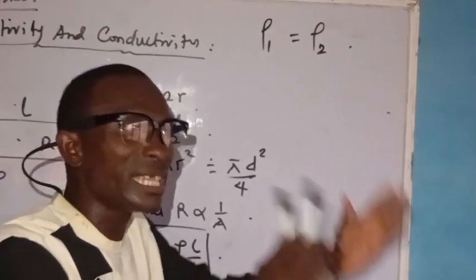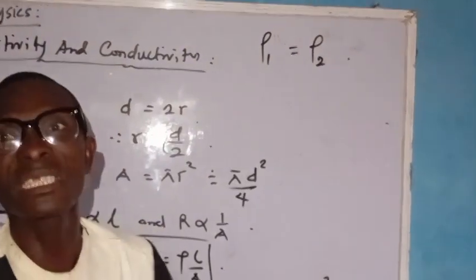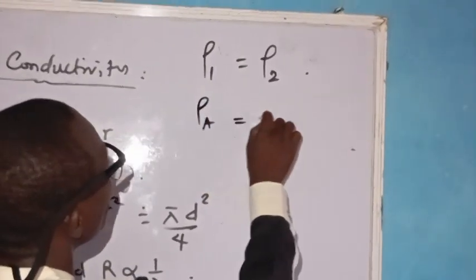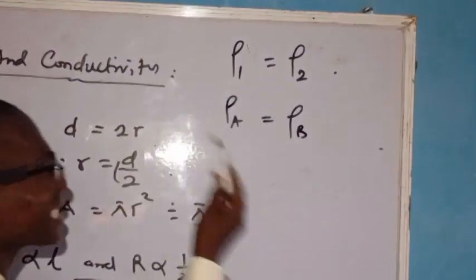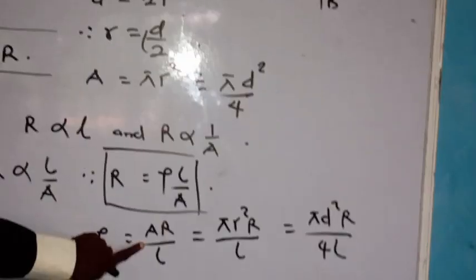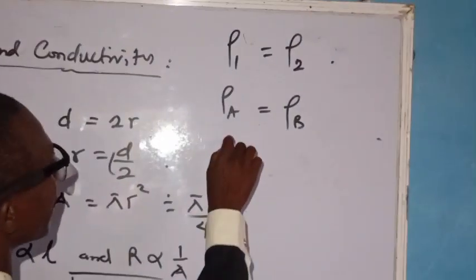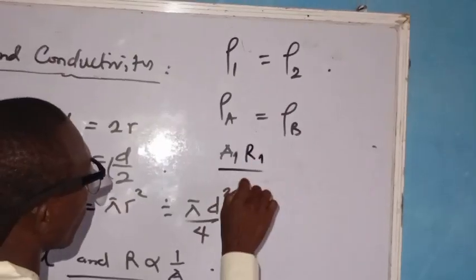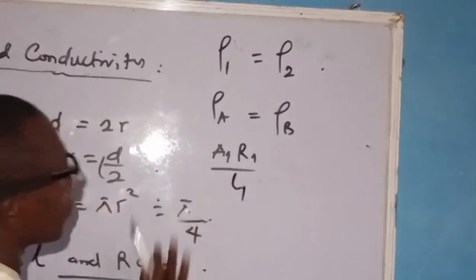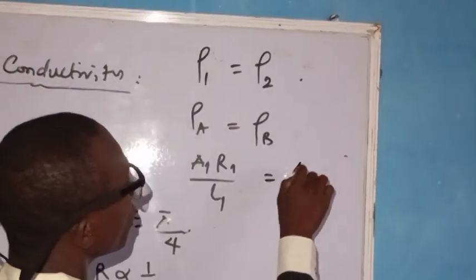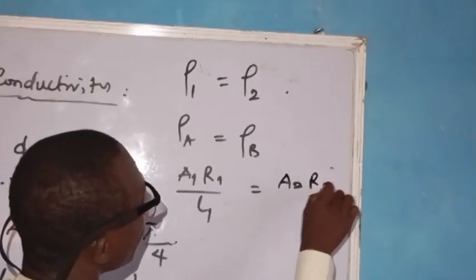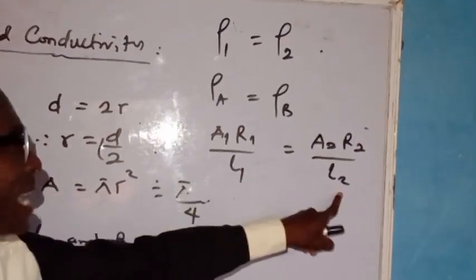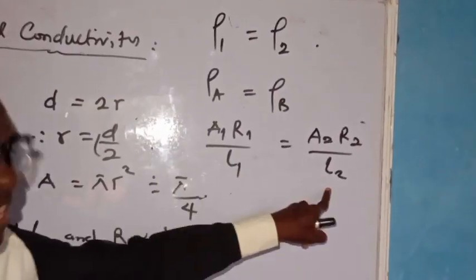Final. If a body A and a body B have the same resistivity, they are similar. In that case, we can say resistivity of A is equal to resistivity of B. So in this case, what is the formula I gave to you? Look at it here. In a case like this, I will say that A1 R1 over L1, take a look at it, is equal to A2 R2 over L2. For similar material, you can take it and use this very well.